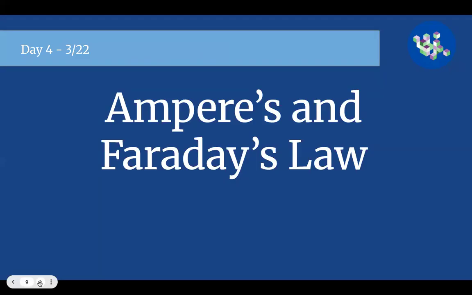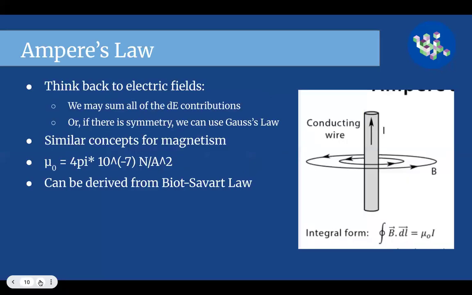It's on Ampere's and Faraday's law. Last class we went over the Biot-Savart law, and we also went over the magnetic force, also known as the Lorentz force. This time we're going to look at Ampere's and Faraday's law, which are more advanced topics in magnetism. You'll see they're really important, and they'll help you solve a lot of problems. So first, Ampere's law. Why do we use it?